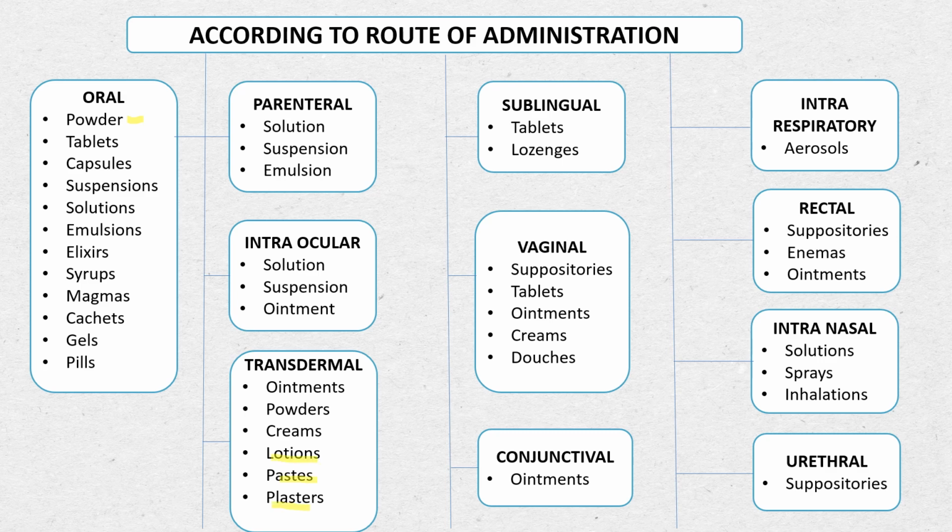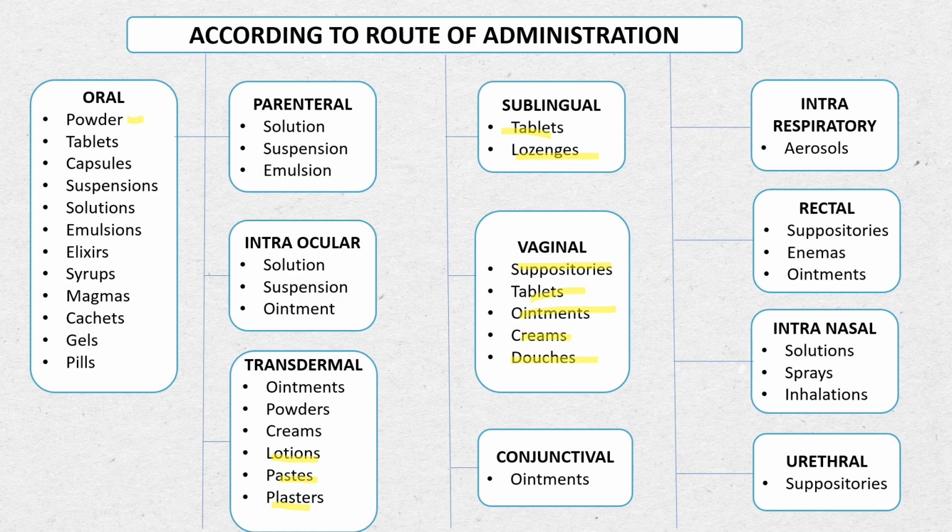Next is sublingual dosage form. It refers to a type of medication that is administered under the tongue and absorbed through the mucous membrane into the bloodstream, which consists of tablets and lozenges. Next is vaginal dosage form, that refers to a medication delivery system designed to be administered into the vagina for local or systemic effects. These dosage forms are in the form of suppositories, tablets, ointments, creams and douches.